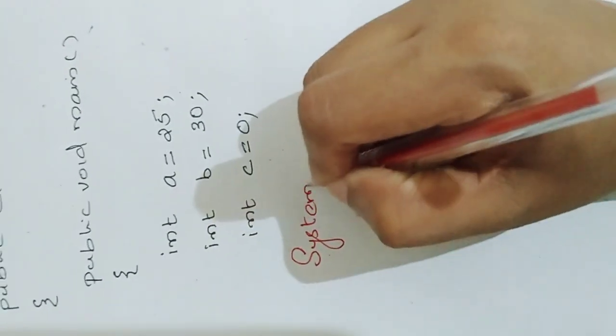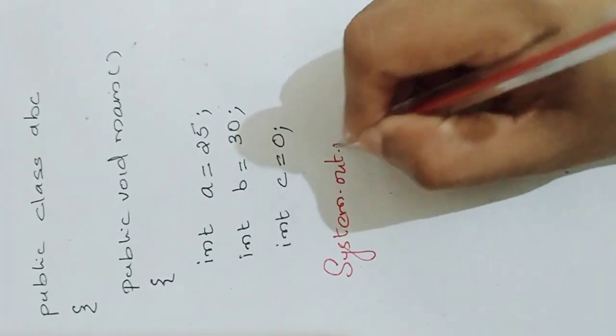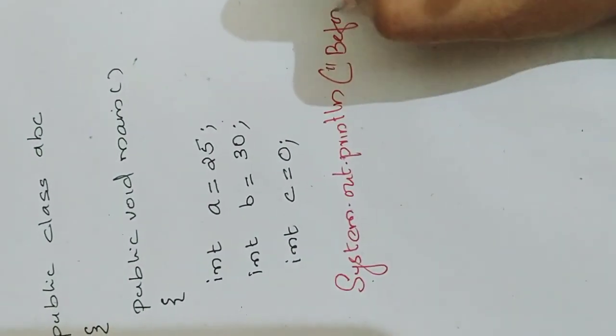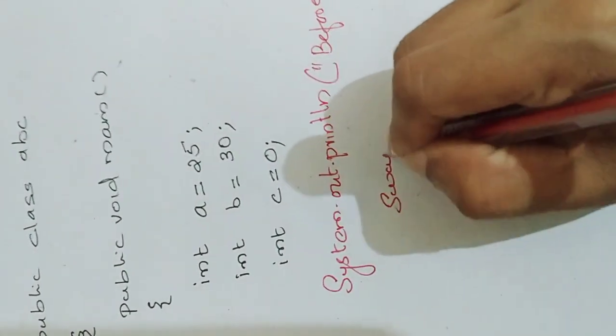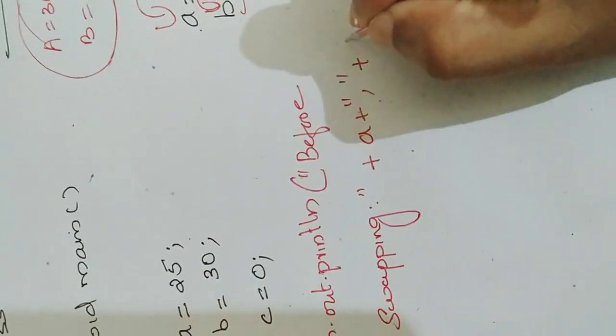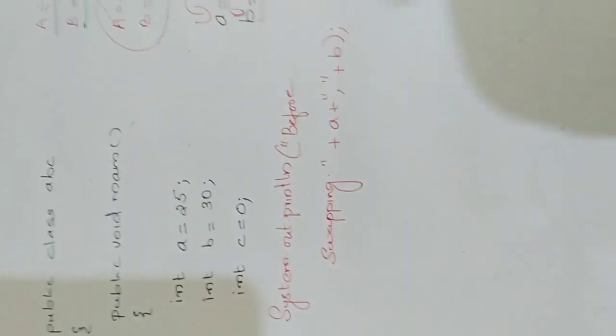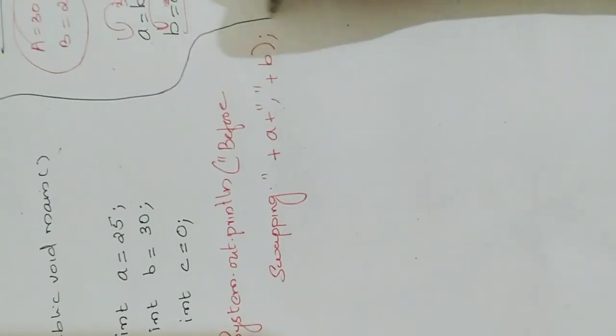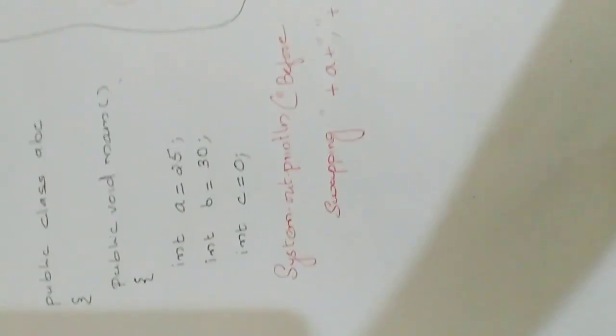For printing I use System.out.println, "before swapping", before swapping my values are, plus A, plus comma, plus B. Actually this is not a part of the program, I just want to explain this. So this is the before swapping.